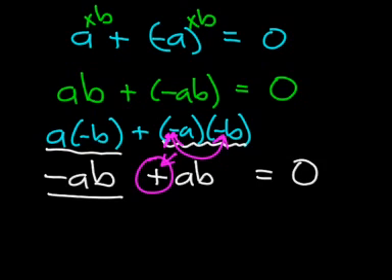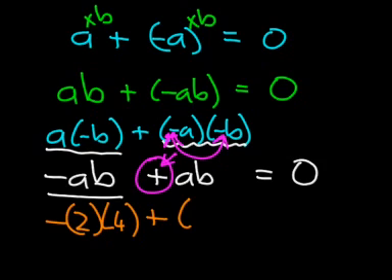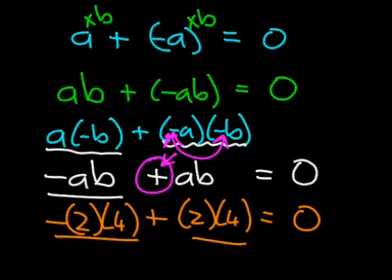As an illustration, let's use again the numbers 2 and 4 as we've done before. So we've got minus 2 times 4 plus 2 times 4. That will give us minus 8 plus 8 is equal to 0.